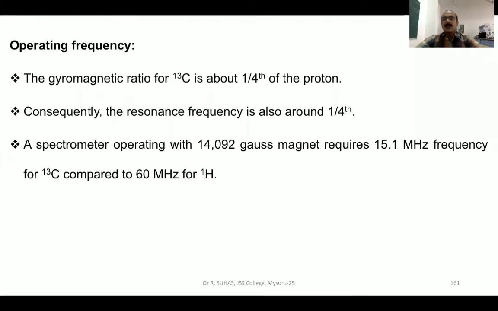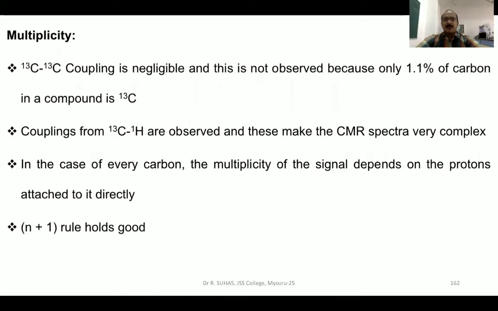when you use a spectrometer operating at around 14,000 Gauss magnet. Because the gyromagnetic ratio is 1/4 that of the proton, the resonance frequency will also fall to 1/4 that of the proton. So instead of using 60 megahertz, use 1/4 of that for recording C13 NMR. 60 megahertz divided by 4 comes to around 15 megahertz, and that is quite enough for recording the C13 NMR spectrum. So if you are using a 400 megahertz instrument for proton NMR, then here you need only a 100 megahertz instrument. That is about the operating frequency.